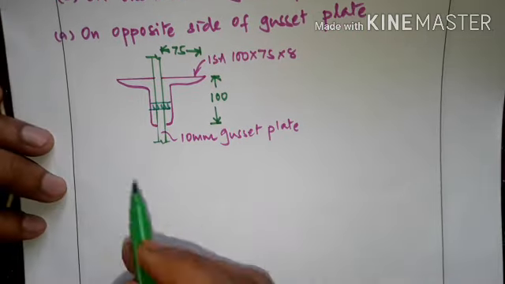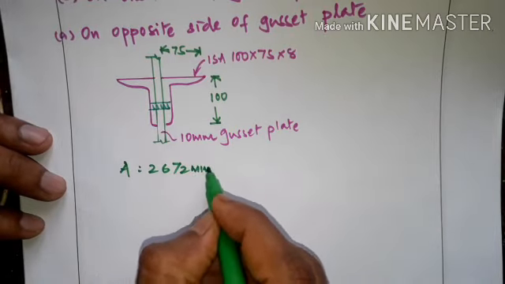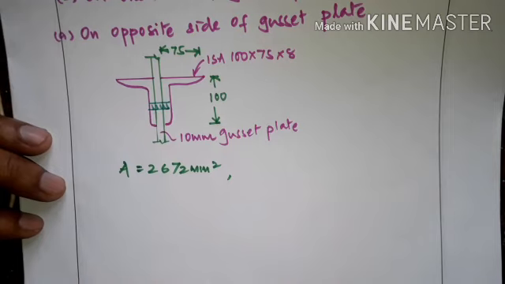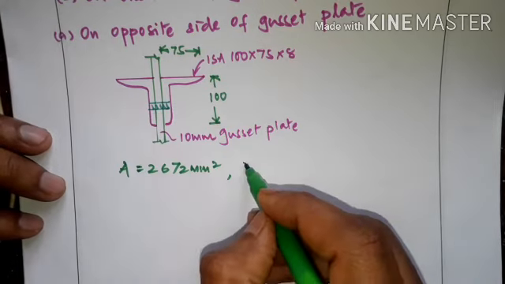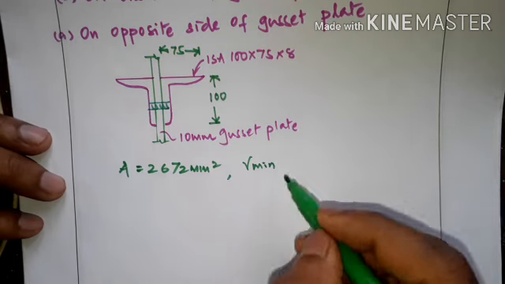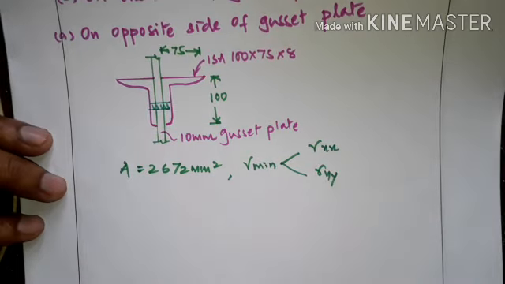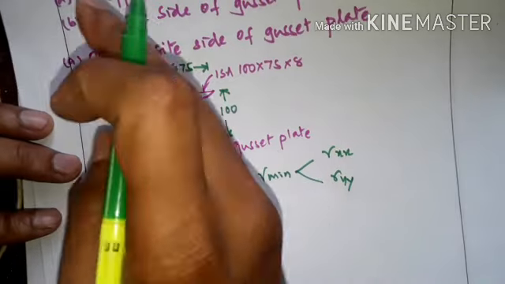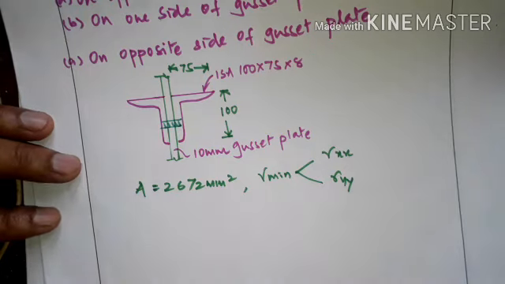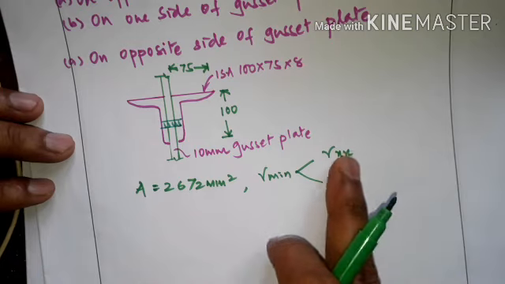Okay, so area is 2672 mm square. And here, as it is connected on opposite side of the gusset plate, you have to use r minimum not equal to r vv. You cannot use r minimum equal to r vv. So r minimum will be the least of r xx and r yy. Why? Because it is symmetrical about one axis, and if I transfer a load here, the load will be transferred to both. So we have to use r minimum equal to the minimum of r xx and r yy.